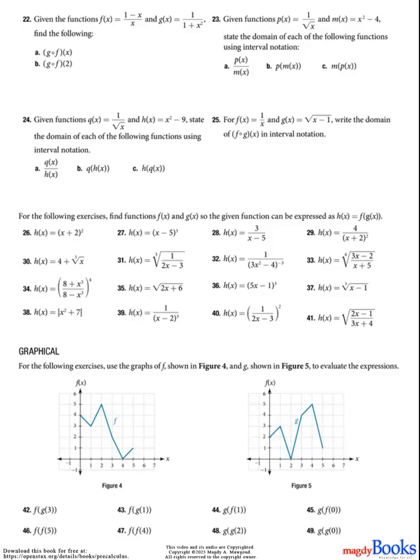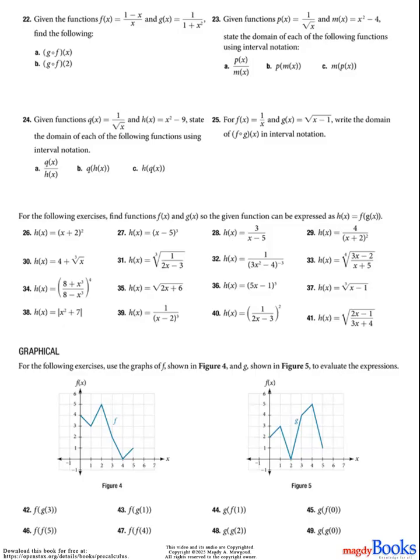For the following exercises, find functions f of x and g of x so the given function can be expressed as h of x equals f of g of x. 26. h of x equals (x plus 2) squared. 27. h of x equals (x minus 5) cubed. 28. h of x equals 3 over x minus 5. 29. h of x equals 4 over (x plus 2) squared.